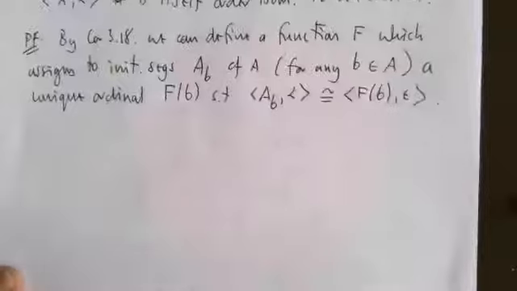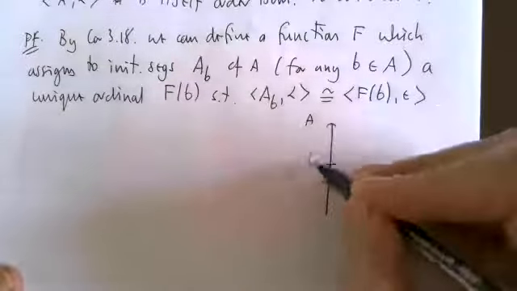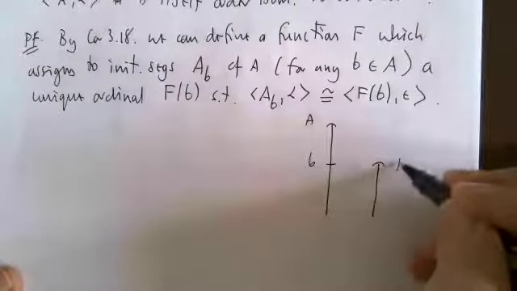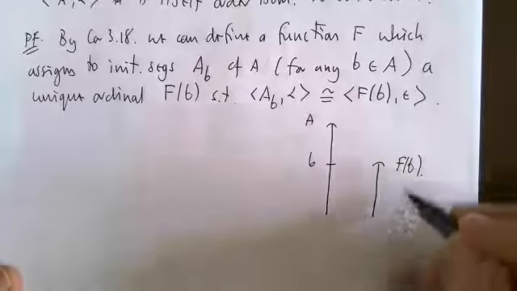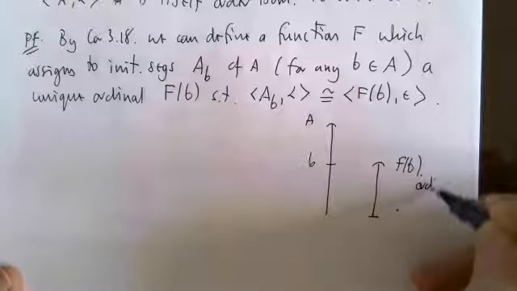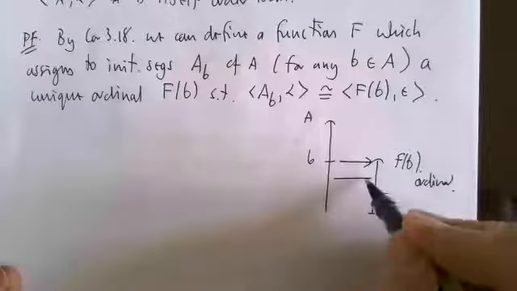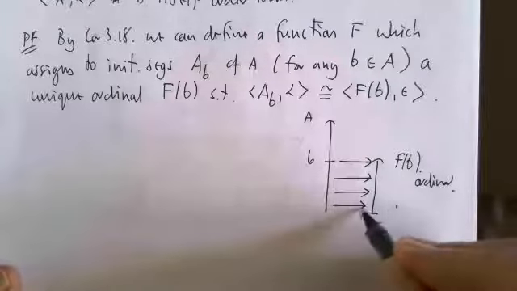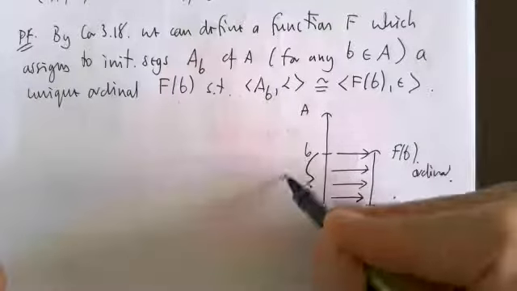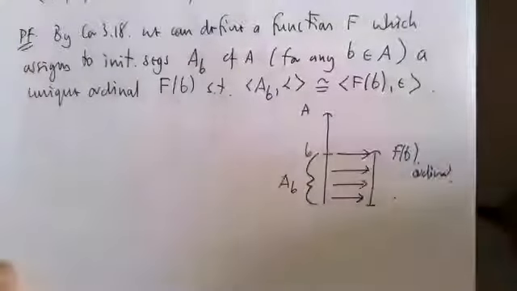So the picture would be, here's A, here's a typical B, and here's an ordinal f of B. So this is an ordinal, and this is isomorphic to the initial segment of A below B.